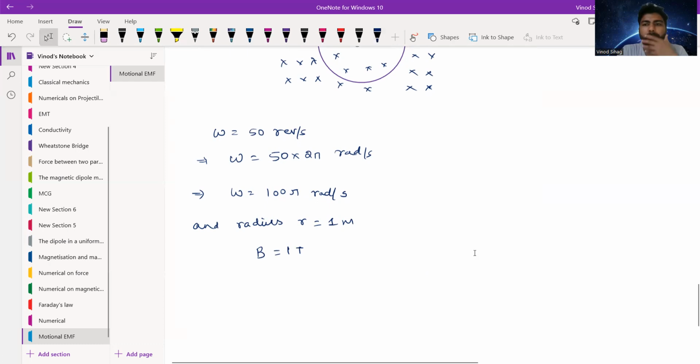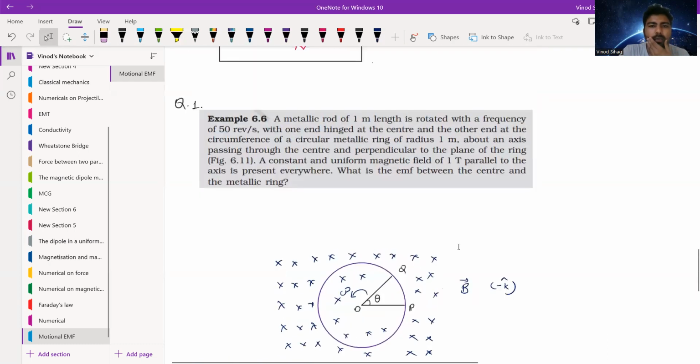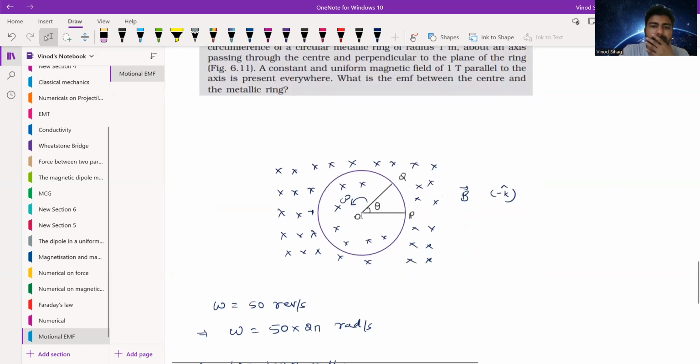Okay, so now we are going to find out the EMF between the center and the metallic ring. Between the center and the metallic ring means the center is the point O, and the metallic ring means the circumference. So that's how we are going to find it out.